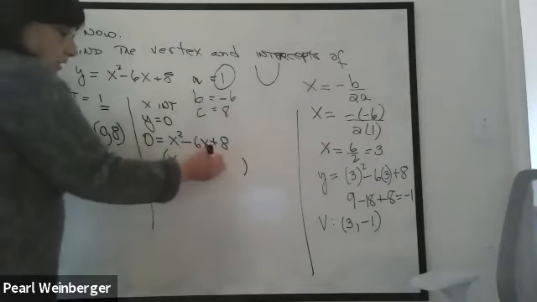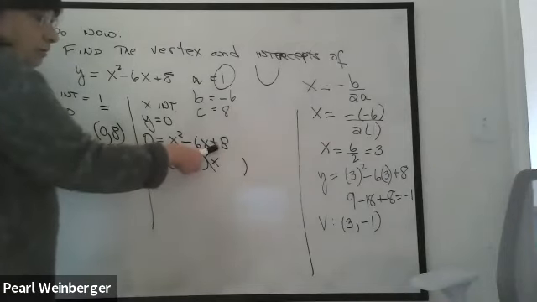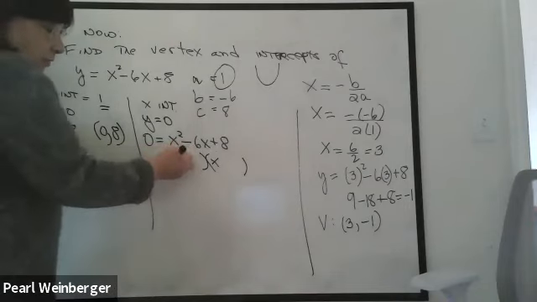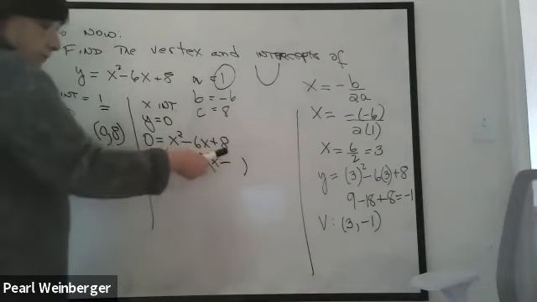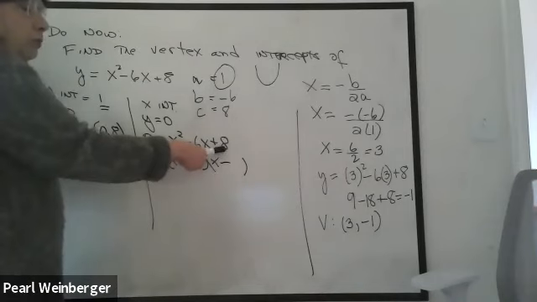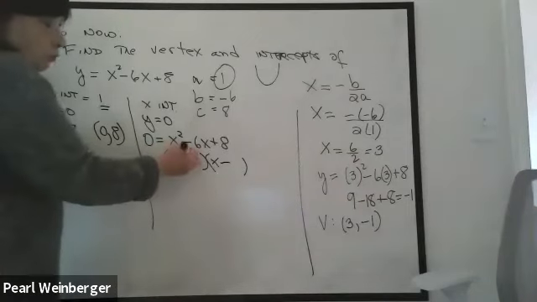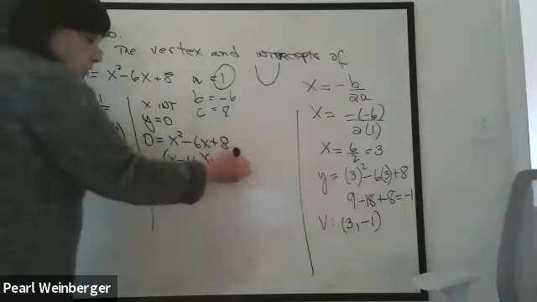X squared is x and x. The last term is positive, which means both signs are the same. The middle being negative means they're both going to be negative. And we're looking for 2 numbers that multiply to this 8, and since this is positive, they have to add to the 6, which is 4 and 2.